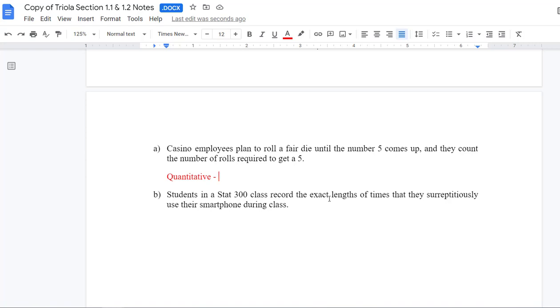How many rolls does it take? Could you have 4.2 rolls? No, right? It's a whole roll. So this will be an example of a discrete variable. It is countable by going 1, 2, and so on.